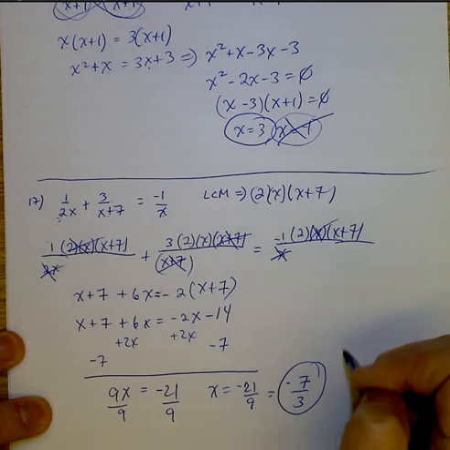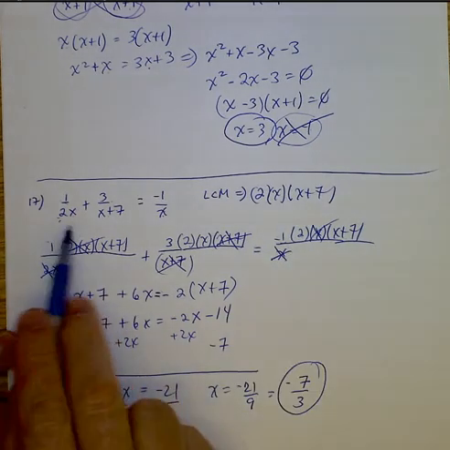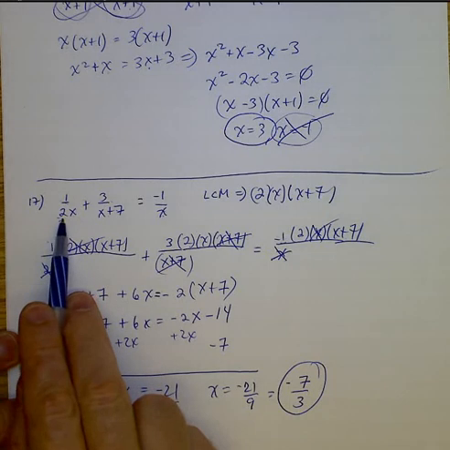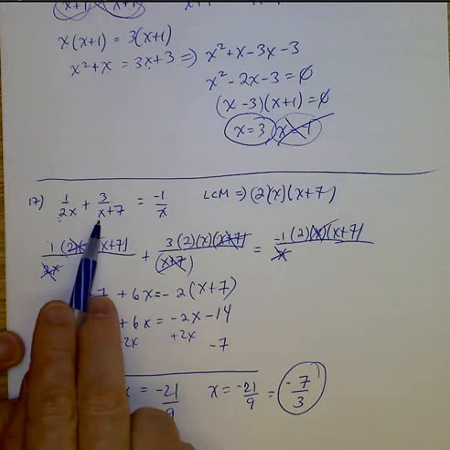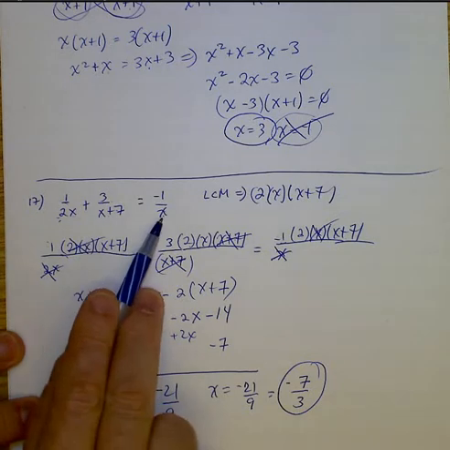Go back and check to see if it creates an extraneous situation. No, a negative 7/3 down here isn't going to create a 0 denominator, a negative 7/3 over here isn't going to create a 0 denominator, and a negative 7/3 here isn't either. So negative 7/3 is your answer.